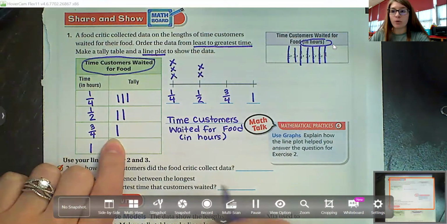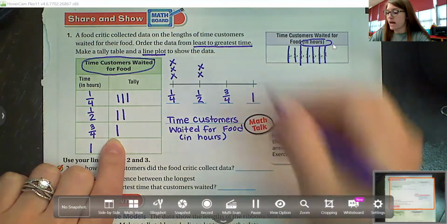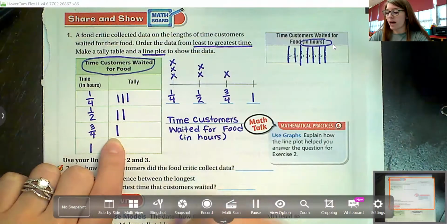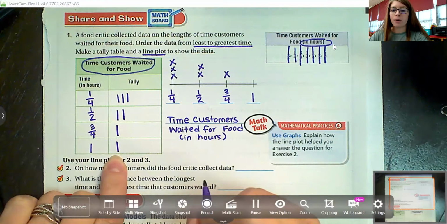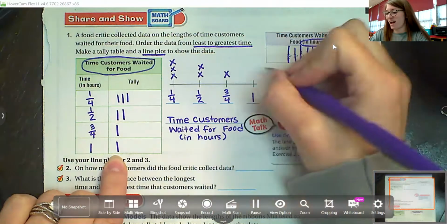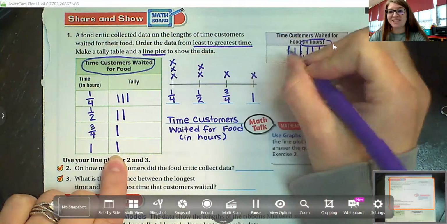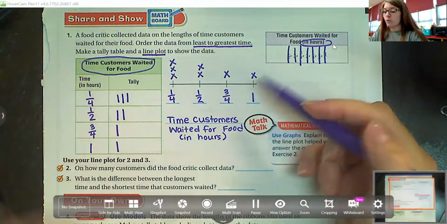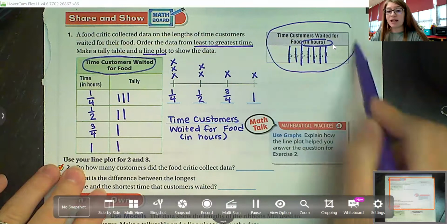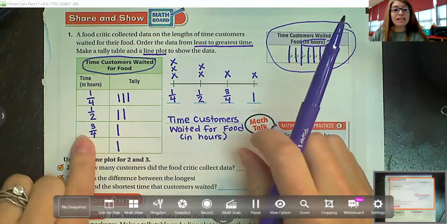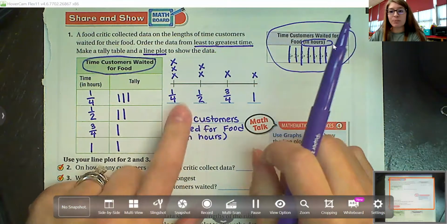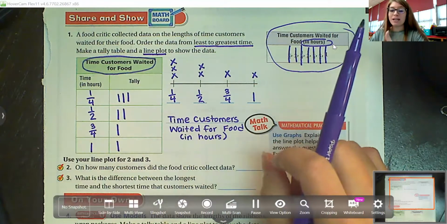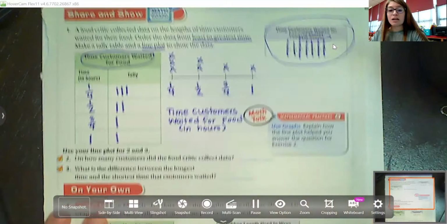How many did I have for 3/4? Fantastic. So I'm just going to put 1 above that. And how many for 1 whole hour? Very good. So I am just going to put 1 above that as well. Okay, so now we have taken the information they gave us and we've turned it into a tally table and a line plot. Now, we're going to go ahead and answer these 2 questions that go with it.